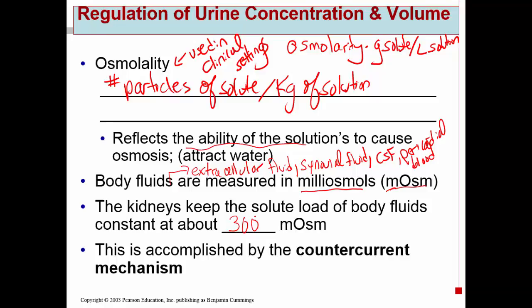So if there are too many solutes, if the osmolality is too high, for example, the kidney can get rid of solutes and then lower the osmolality within body fluids. Or if body fluids osmolality is too low, the kidney can release less solutes in the urine. So how does it do this? Well, it's a process called the countercurrent mechanism.